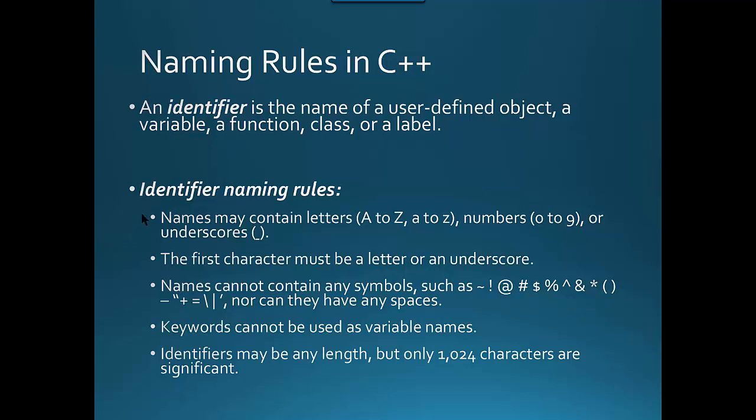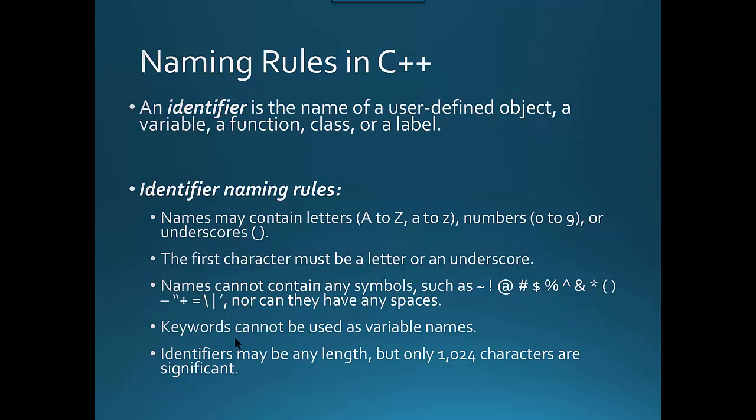And there are some rules to defining identifiers. Identifiers can contain the letters capital A through Z, lowercase a to z, the numbers 0 to 9, or the underscore. And that's it. You can't use any special characters with your identifiers. Another rule is that the first character of your identifier must be a letter or an underscore. You can't start a variable name with a number. The compiler will try to make that into a number, and when it reaches a character, it gets confused. So always start with a character or an underscore.